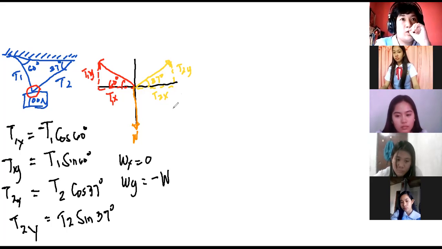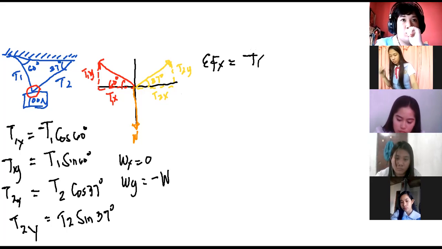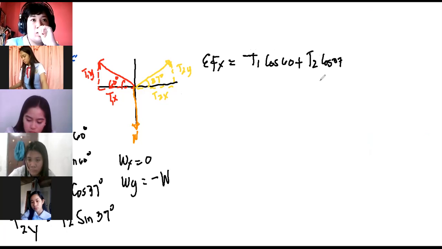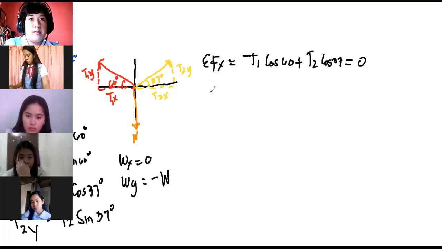So let's now sum up all of the forces in the x. What are the forces in the x? Summation of the forces in the x: we have negative tension 1 cosine 60 plus tension 2 cosine 37 equals 0. Because we have to sum it all up to 0, since there is no x component in the weight. So let's have your Fy.